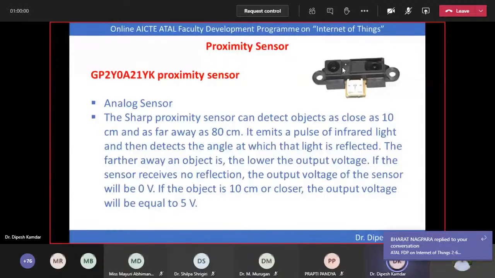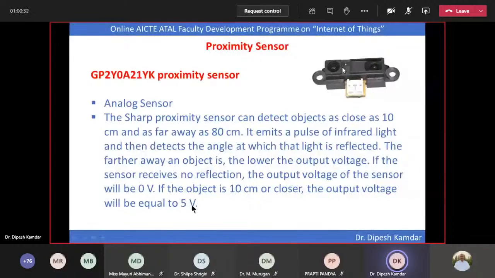As the object is nearby, the generated voltage on the output terminal will be high. If the object is far away, then it might be a zero or very low value. So the sensor data will be zero if there is no reflected signal from up to 80 to 90 centimeters, and if the object is as close as 10 centimeters, we will get the linear output voltage of 5 volts.